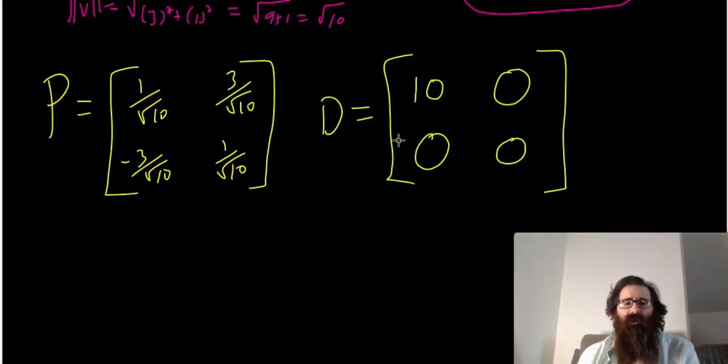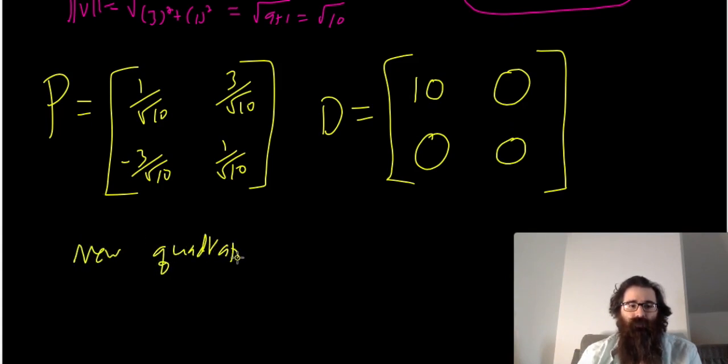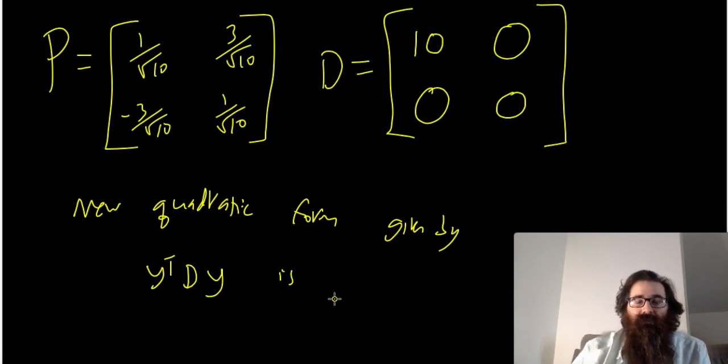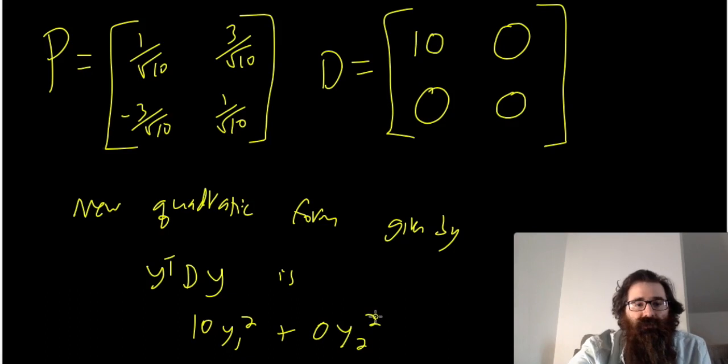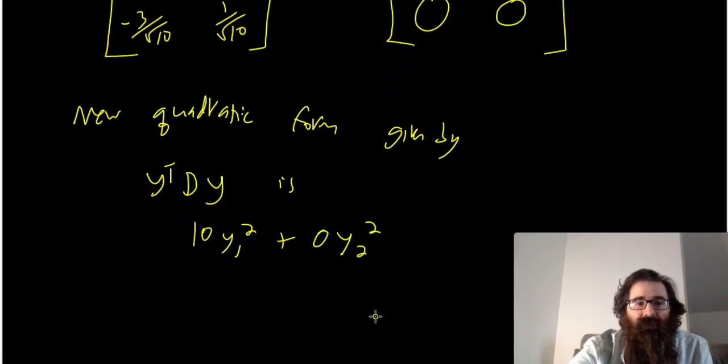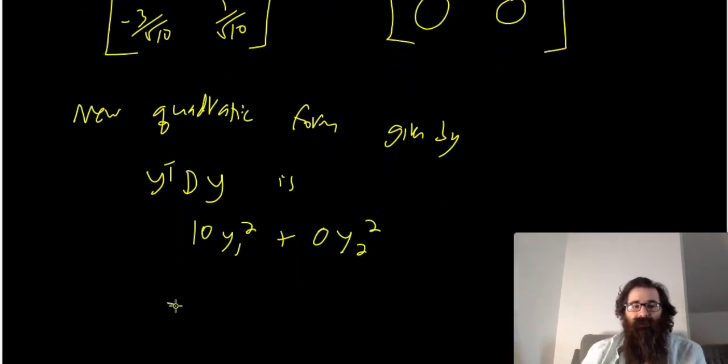Now writing this new quadratic form, so the new and improved quadratic form given by Y transpose times D times Y is, you can sort of look at the diagonal matrix to figure out what it is. It's 10y1 squared plus 0y2 squared. You write it that way first, though. We're not going to leave it that way. No. Just so you can see what the eigenvalues are doing. And that, we would really write it as 10y1 squared.